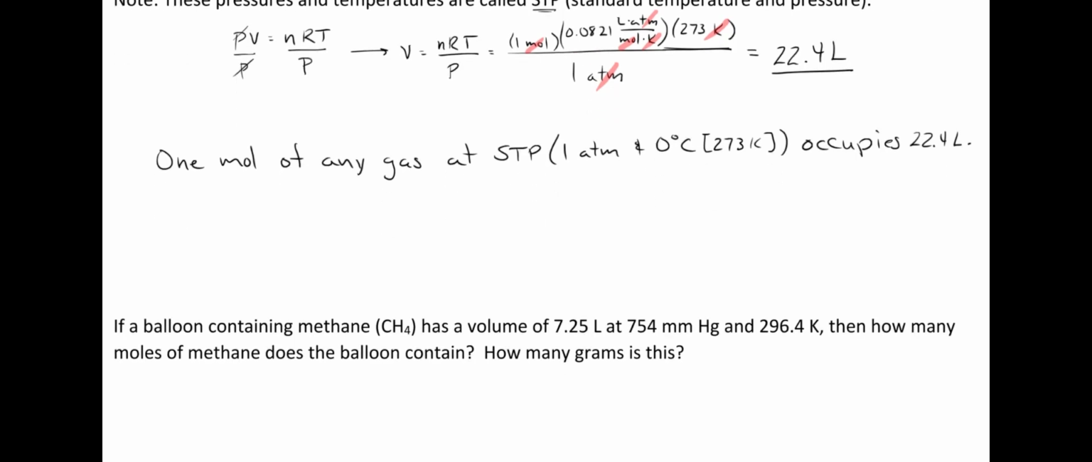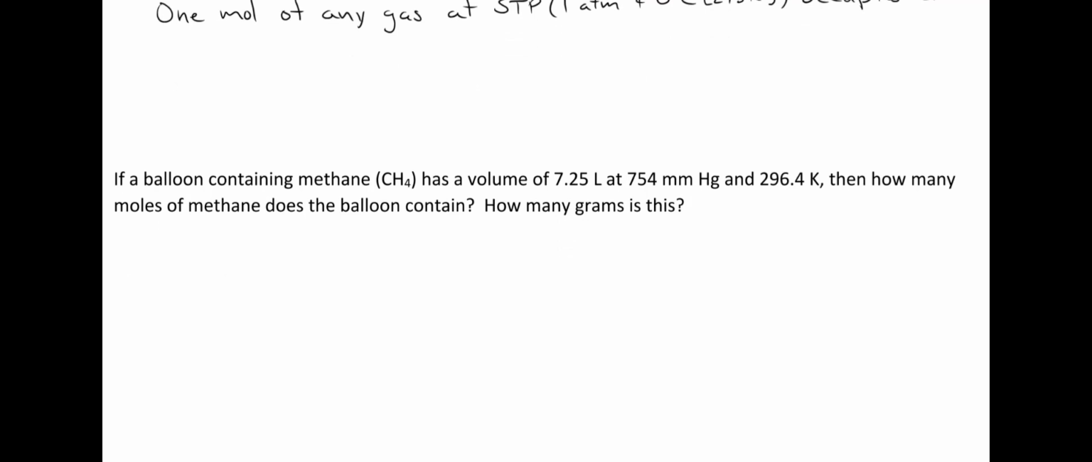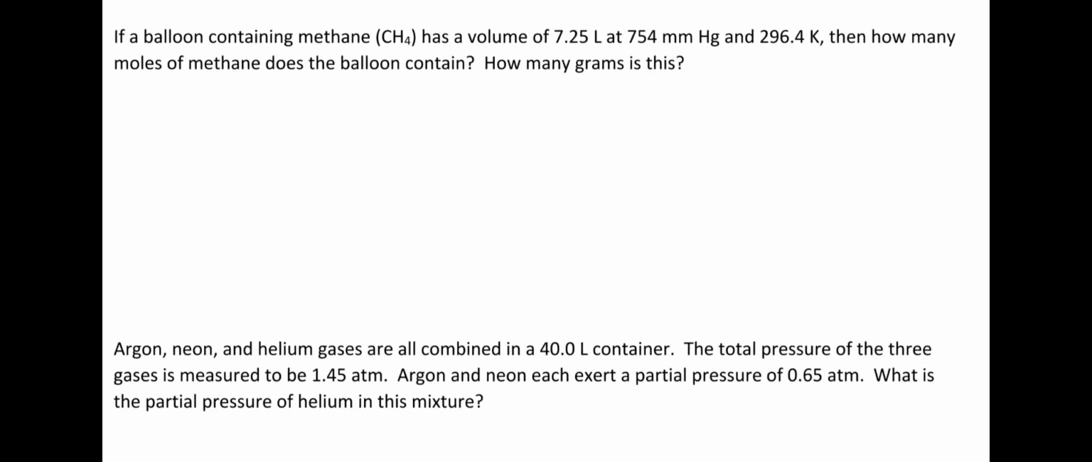Let's look at another problem. So let's suppose that we have a balloon that contains natural gas, methane, and its volume is 7.25 liters. Let's make a note of that. Its pressure is 754 millimeters of mercury, and here is its temperature. I'd like to know how many moles of methane that is.